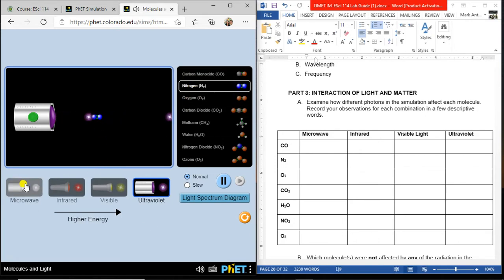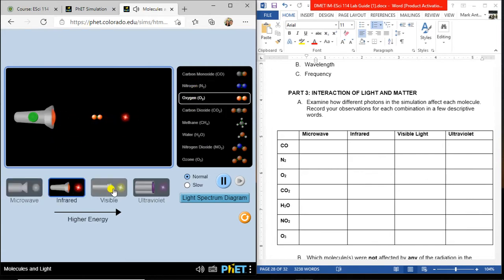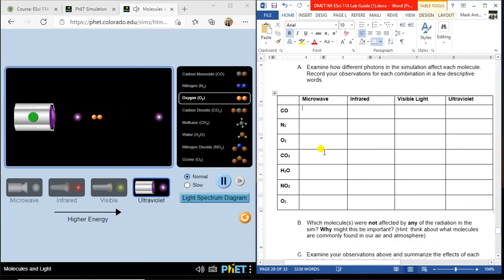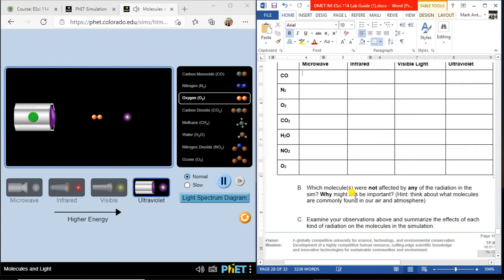Proceed to nitrogen, start with microwave, infrared, visible light, and finally UV. Then for oxygen, microwave, infrared, visible, and UV. So just write your observation here in the table. So for microwave, what did you see? Then which molecule or molecules were not affected by any of the radiation in the sim.